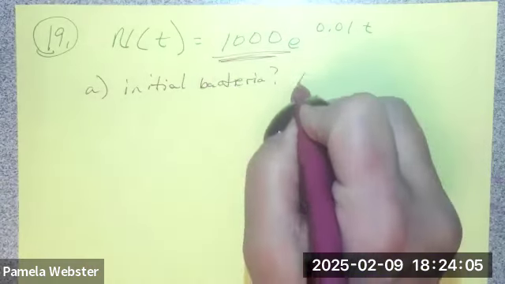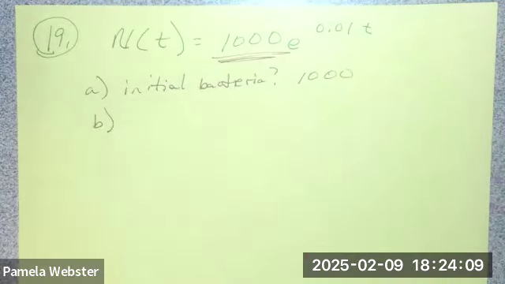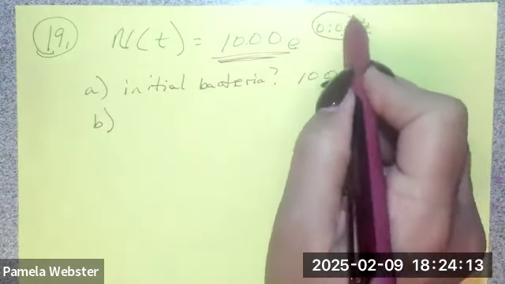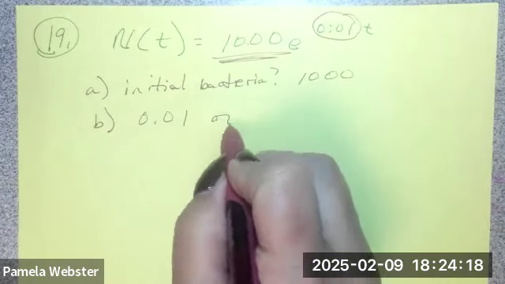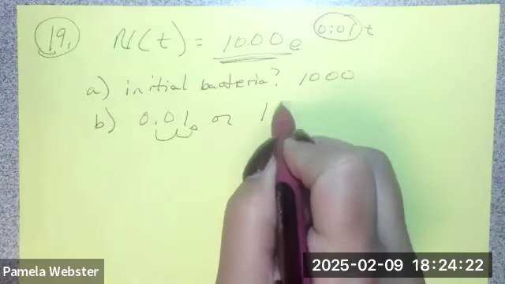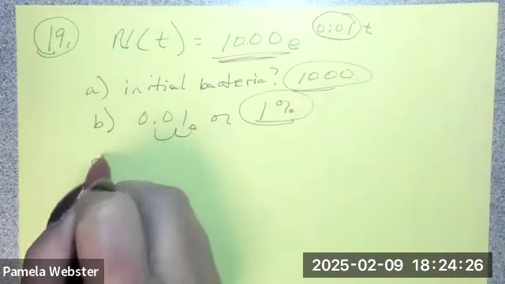That's your P, right? 1,000. Okay. B says, what's the growth rate of the bacteria? This is like P e to the rt. Here's my growth rate, 0.01. Okay. Or what is that as a percentage? Think about your decimal, right? 1%. That's a 1% growth rate.